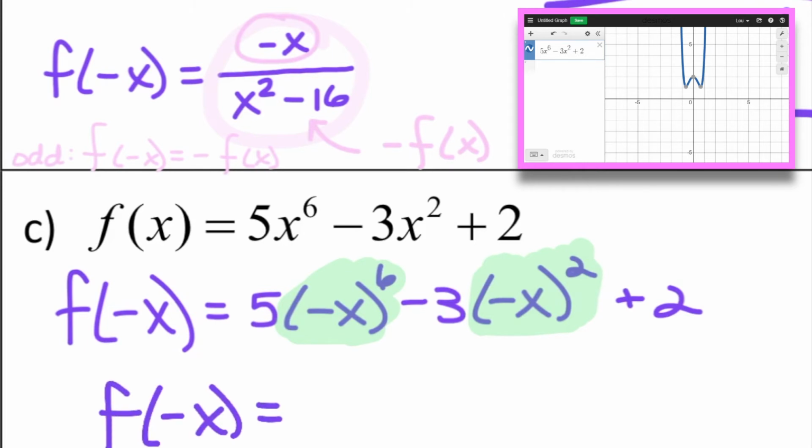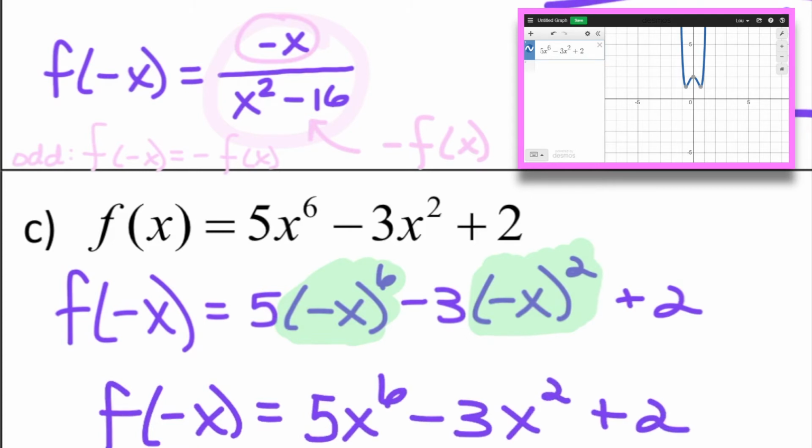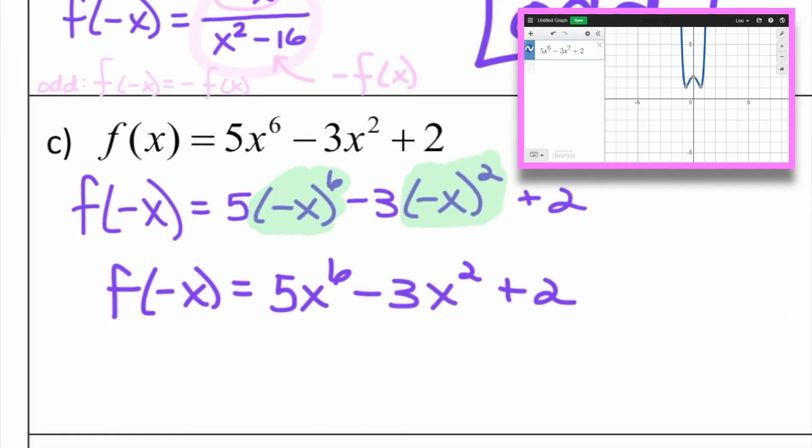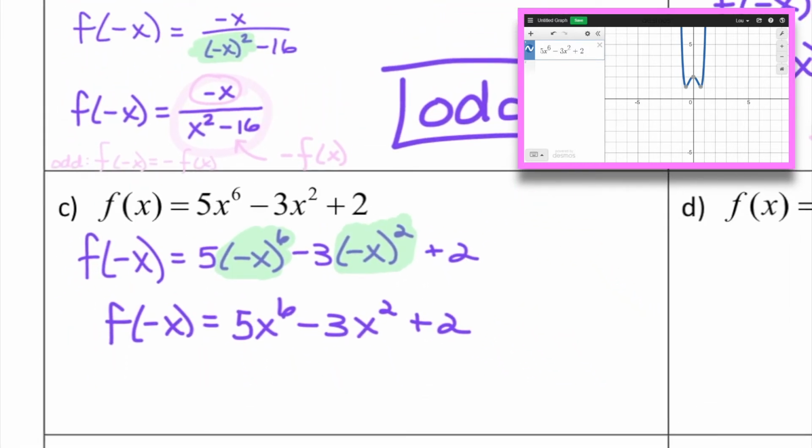The 5x to the 6th doesn't change. The minus 3x squared doesn't change. And none of it changes. And so this function is also an even function.